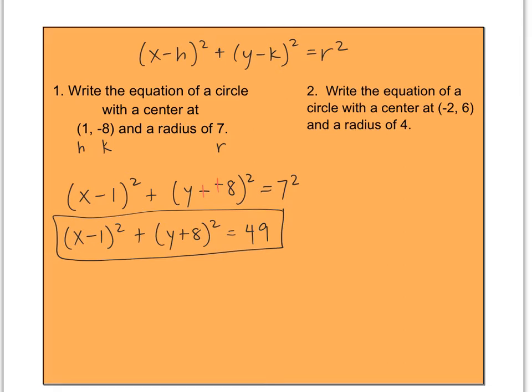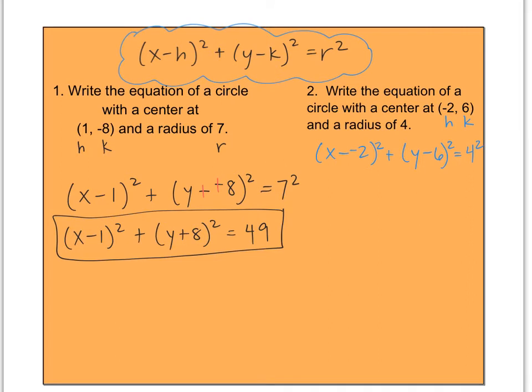Let's try number 2. Write the equation of a circle with a center at (-2, 6) and a radius of 4. All right, so we're still going to use our equation from the top of the page here, and it's going to go x minus, think of what you plug in, -2. This is our h, this is our k, squared, plus (y - 6)² equals, and the radius is 4, so 4². Now just simplify.